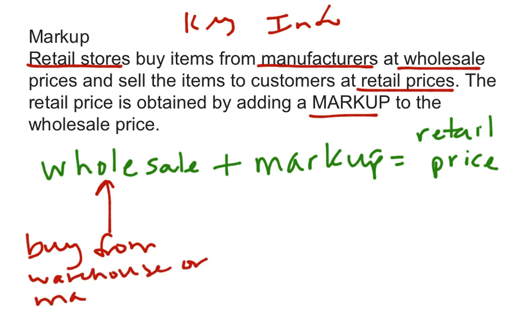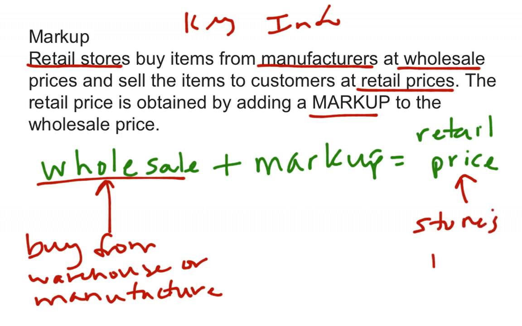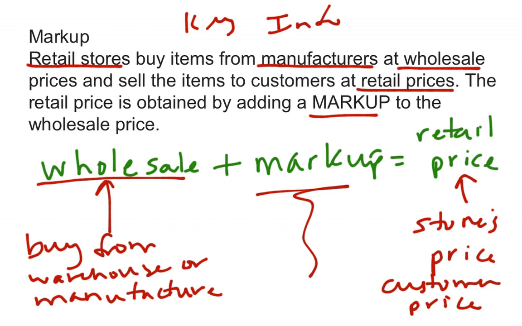Or manufacturer. So I want you to do a definition of wholesale price. That's the price that you buy the goods from the manufacturer or wholesaler. Retail price, which is the store's price. That's the price the customer pays. The customer price. And then markup is the percent that we have to add to get to the retail price.